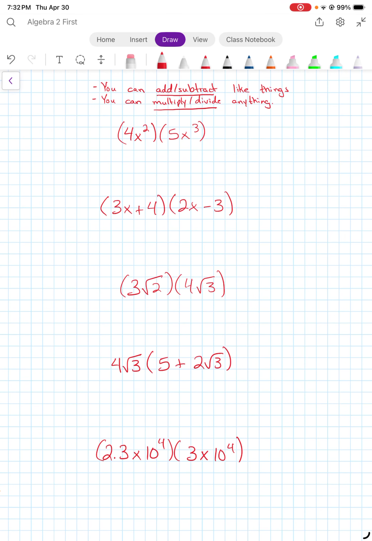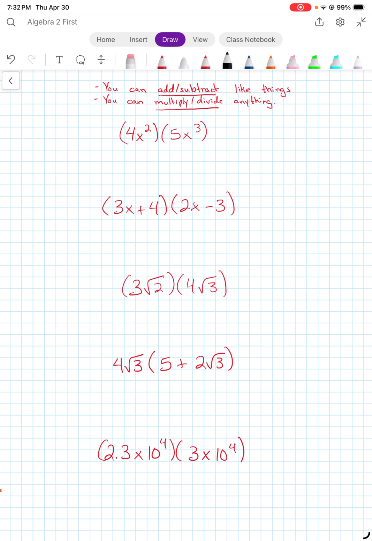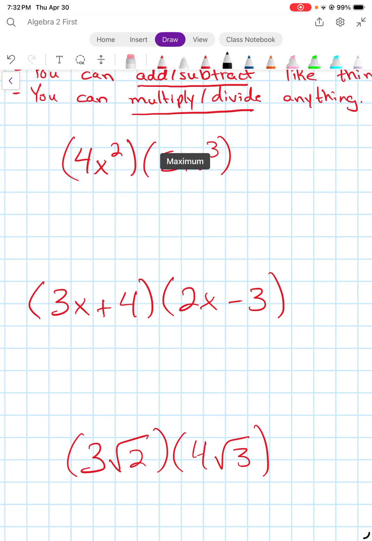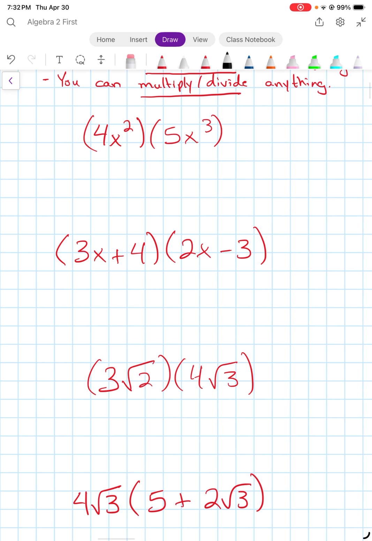Video, I talked about how you can only add and subtract when things are alike. However, multiplication and division, we'll do multiplication in this video, you can multiply at any time. The way we're going to multiply is you simply multiply the things that are alike, such as, let's start with 4x squared times 5x to the third.